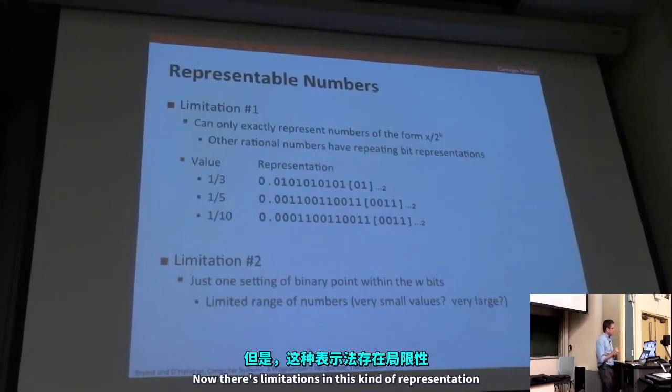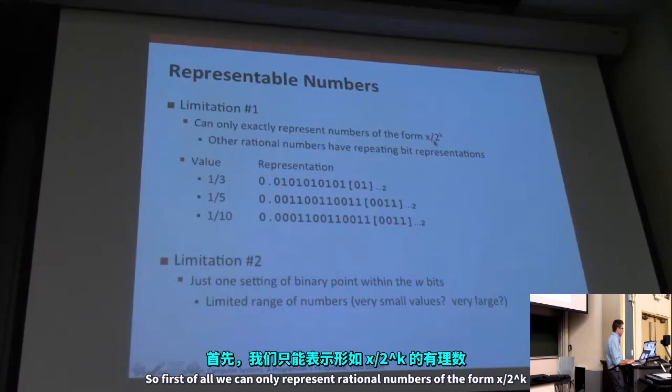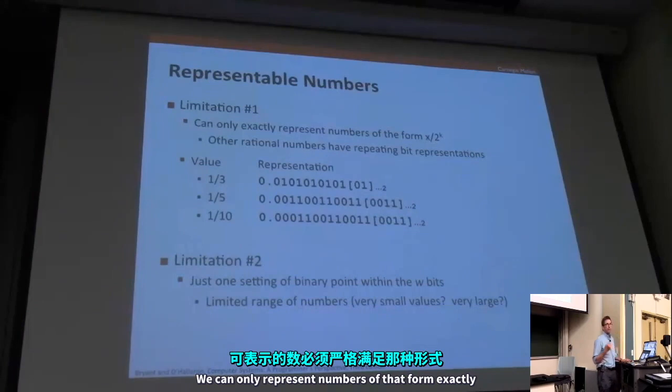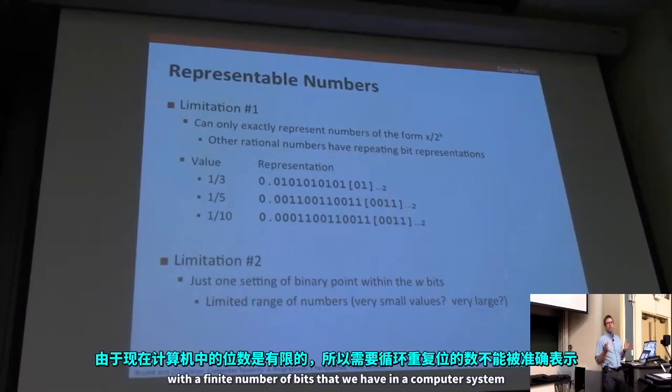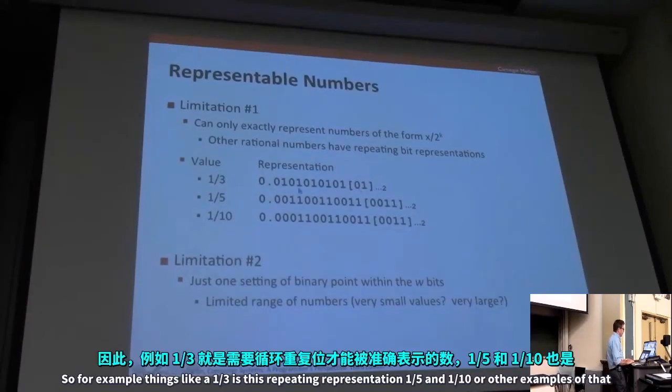Now there are limitations in this kind of representation. First of all, we can only represent rational numbers of the form x divided by 2 to the k. We can only represent numbers of that form exactly. Other numbers have repeating bit representations that can't be represented with the finite number of bits that we have in a computer system. For example, 1/3 has a repeating representation, and 1/5 and 1/10 are other examples of that.